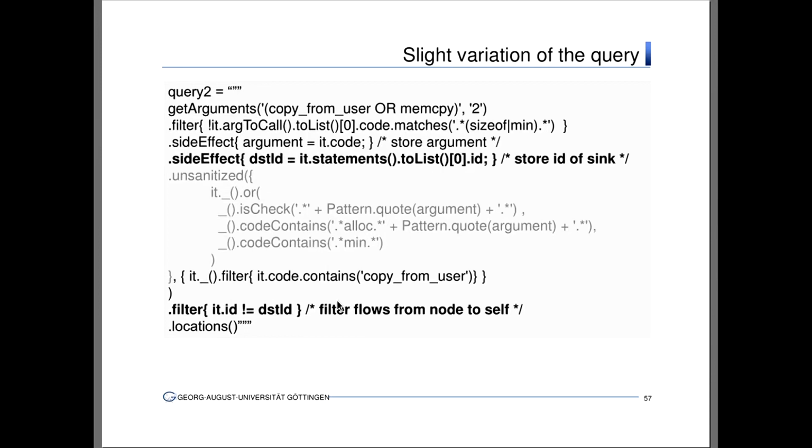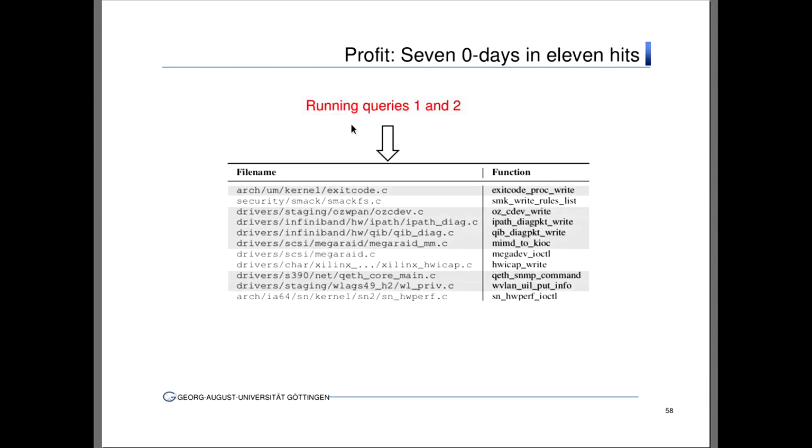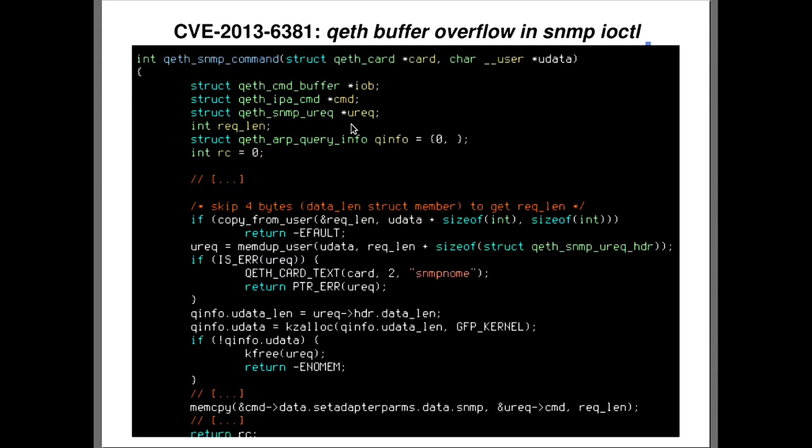And we have a similar one. We're not going to go through this in detail, but again, the unsanitized part is exactly the same, right? All we do now is we have a slightly different characterization of the sinks and the sources, and we ran these two queries, and well, we had 7 0-days and 11 hits using this. So that was very cool. Now here's one of them, just to show you what these kinds of bugs look like and what you can use this unsanitized step for.